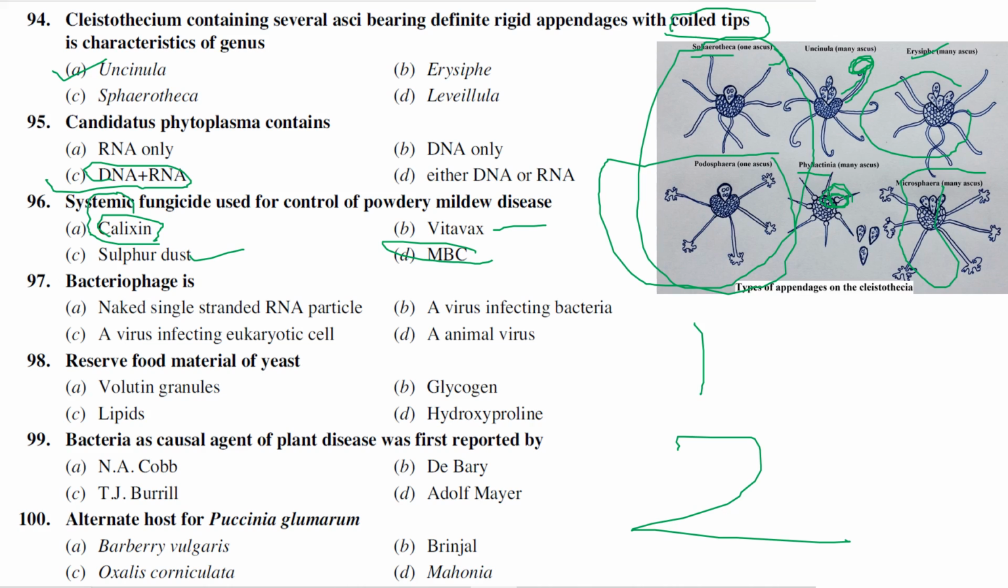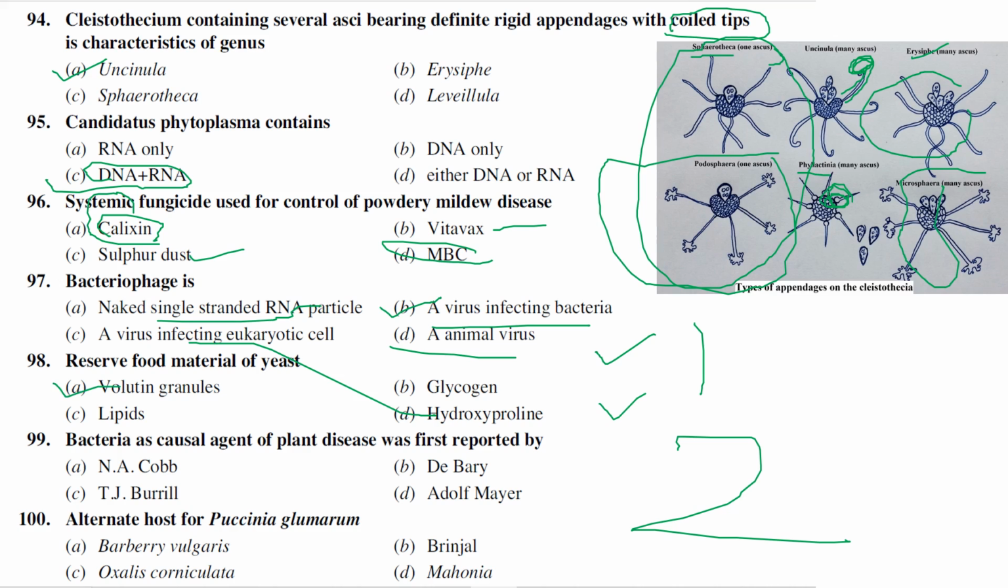Bacteriophage means bacterial eater. Options: naked single stranded RNA particle, virus infecting bacteria, virus infecting eukaryote cell, an animal virus. We know very well a virus that infects bacteria is known as bacteriophage. Reserve food material of yeast. There are a couple of reserve food materials. In the next slide I have mentioned the list of reserve food materials of various kinds of organisms. What is the reserve food material of fungi? But here, the answer is volutin granules is the reserve food material of yeast.